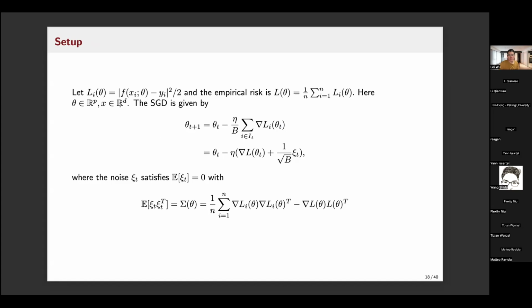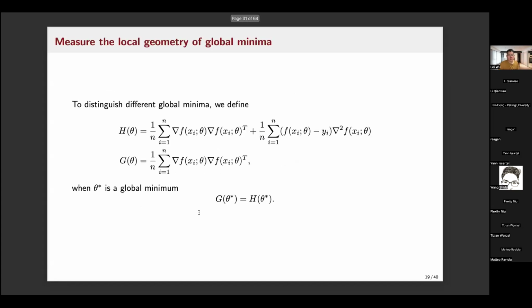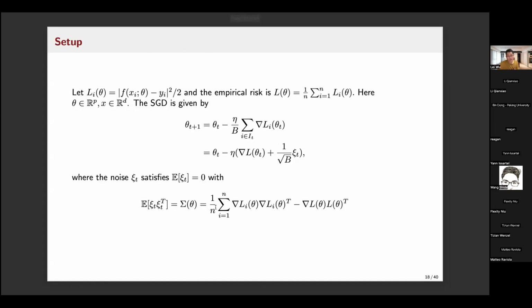To motivate, we consider a regression problem, and we can write the SGD as follows. Here we use sigma t to denote the noise corresponding to a batch size of 1. Then sigma theta is the noise covariance corresponding to a batch size of 1, and this is the expression of the noise covariance. We are trying to understand the connection between this and the local Hessian.